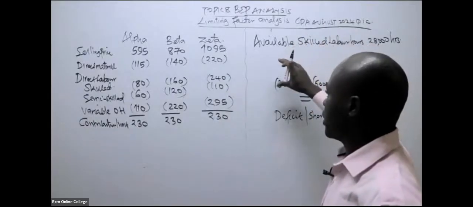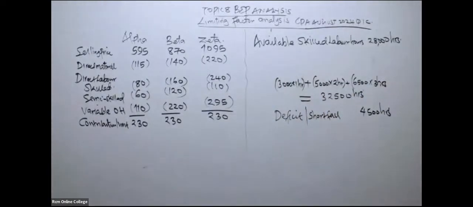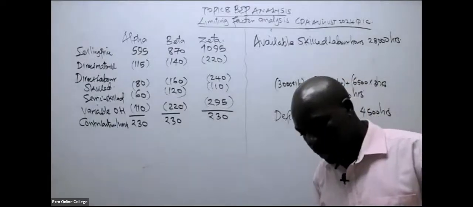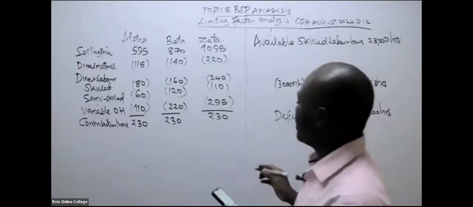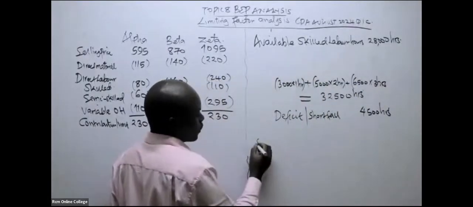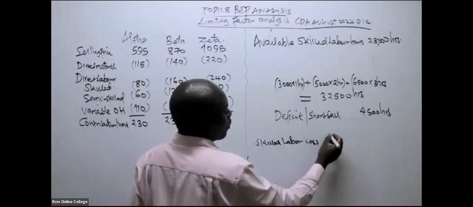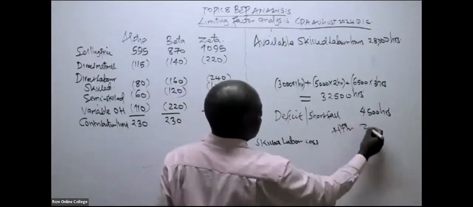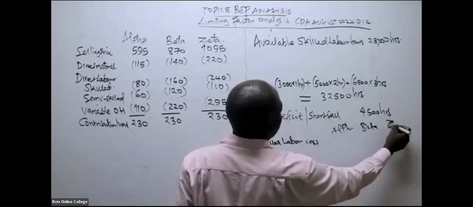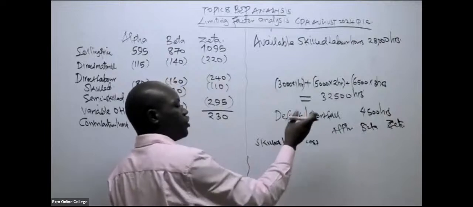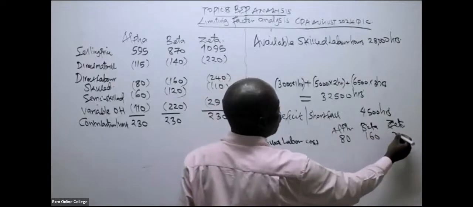and maximum demand. Where do those hours come from? We were told that is the budgeted cost of producing a unit of each product. Look at the skilled labor cost. That is alpha, beta and zeta. For us to produce a unit of alpha, the company spent 80 shillings, 160, 240.